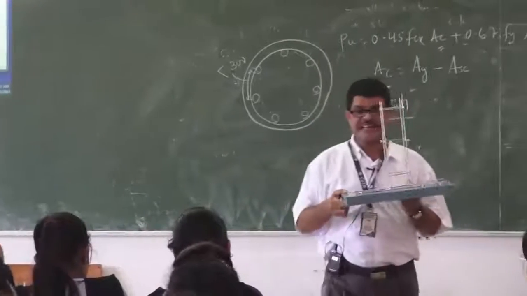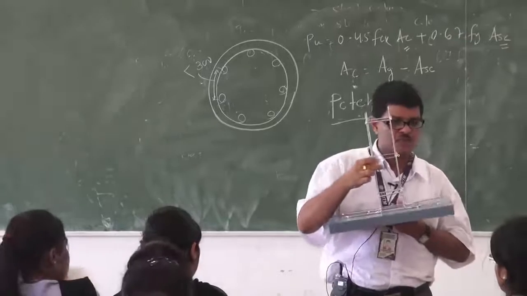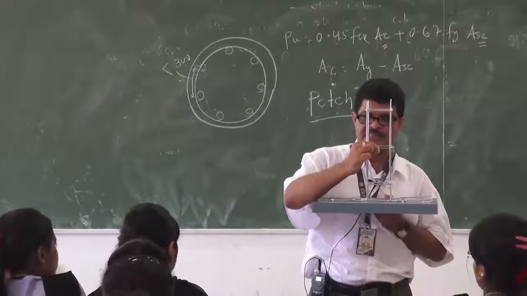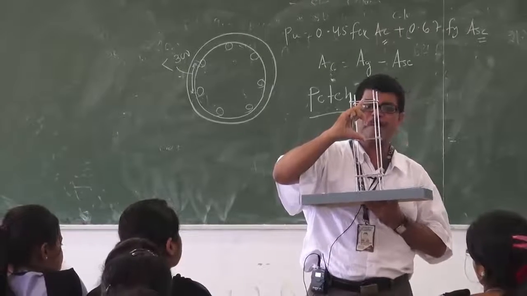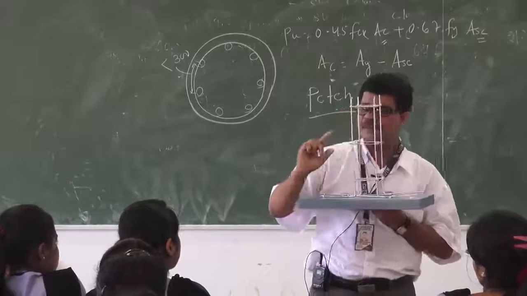So for designing the lateral ties, there are no calculations. You have to follow the codal provisions. You have to find the diameter of the ties and the distance between the center to center of the ties. That is called the pitch. Okay, you have to find the pitch and the diameter.